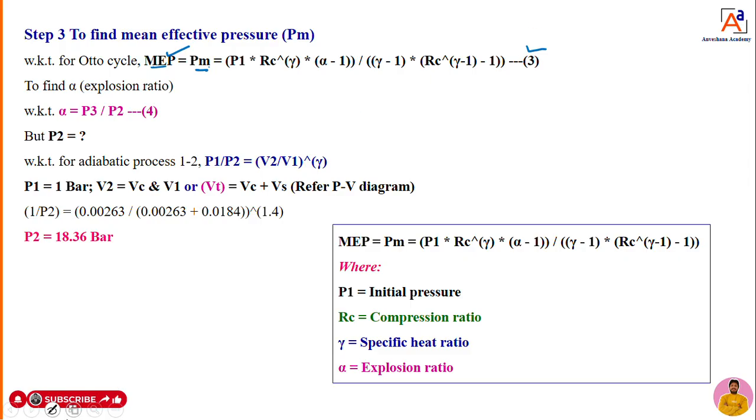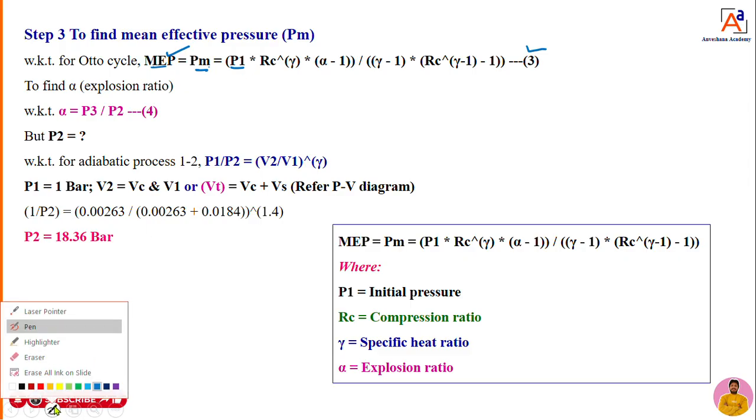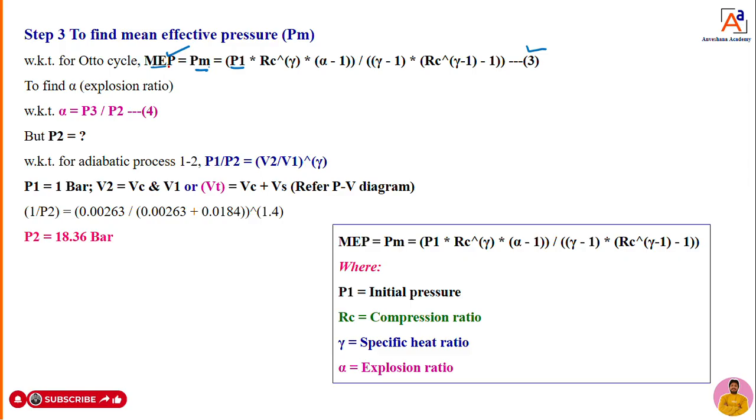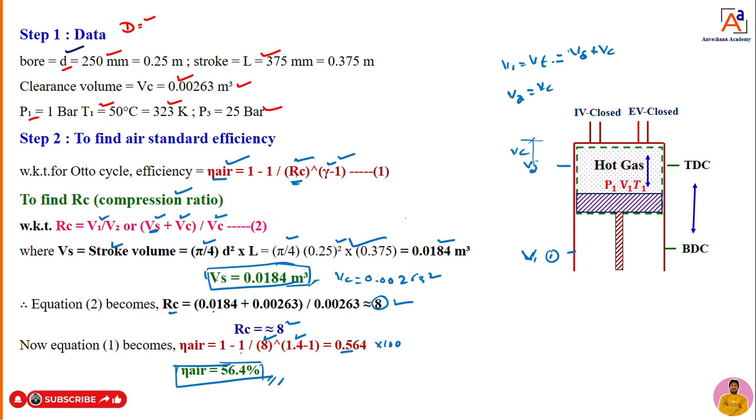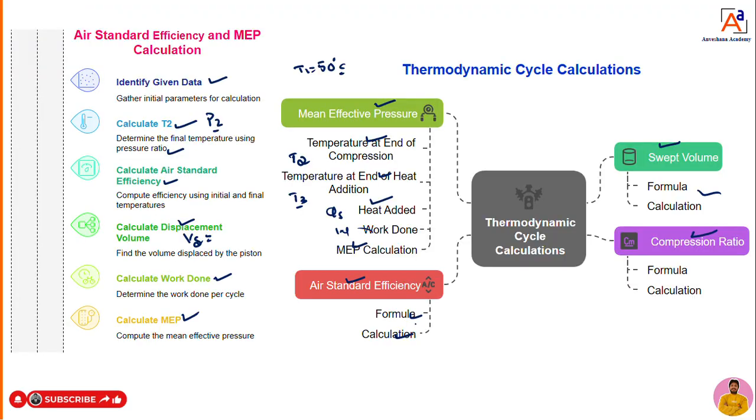So dear students, you can see here, if you really want to calculate the mean effective pressure, what are the unknowns here now? P1 he has already given in the problem, that's okay. RC you already calculated, gamma is the constant that you know already. Then only one is left, alpha. That you need to calculate. Alpha is nothing but the explosion ratio. So from the diagram, you can see that alpha is nothing but the explosion ratio, that you can see here, dear students.